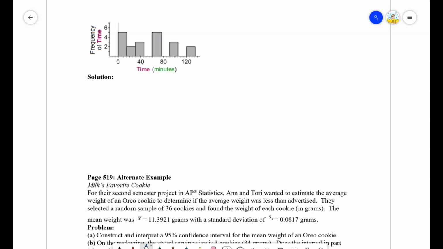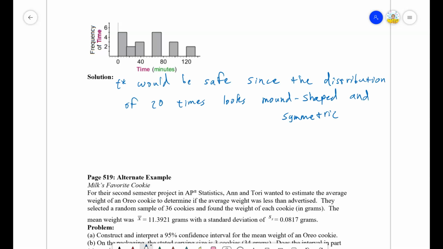So it seems like the t-distribution would be safe here in this situation, since the distribution of 20 times looks to be mound-shaped and symmetric. Remember, the samples usually resemble the population that they're pulled from. So we can be safe with that.